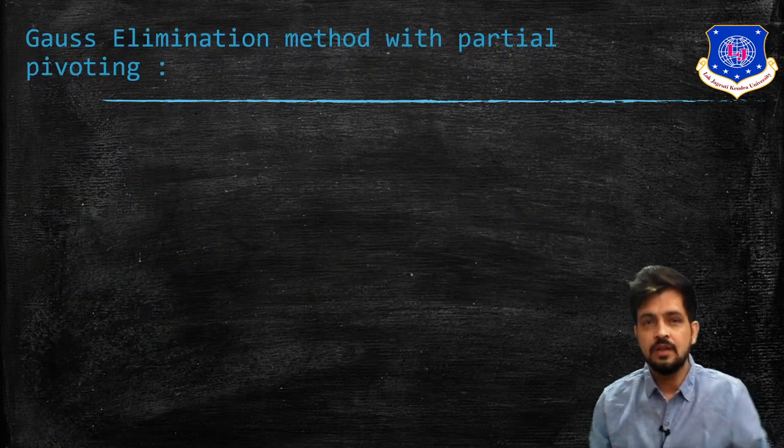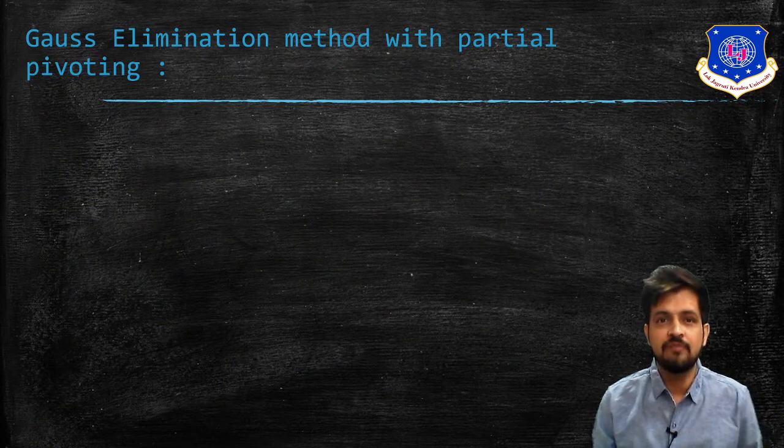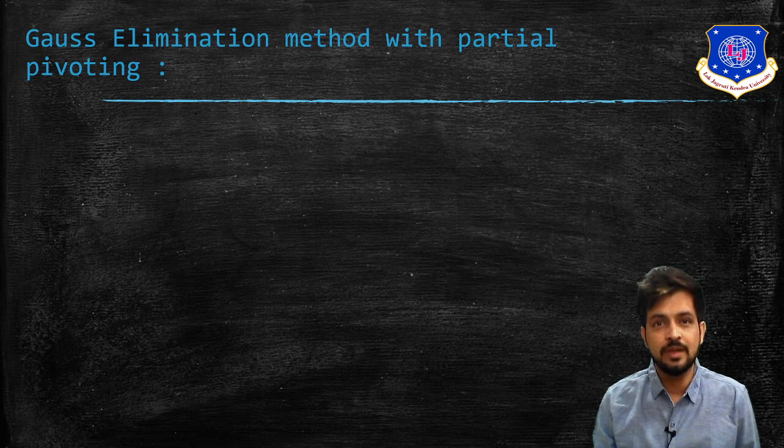Now, how do we overcome the pitfalls? How can we overcome the pitfalls of the Gauss elimination method? To overcome them, we use one more method, an extension of the Gauss elimination method, that is Gauss elimination with partial pivoting.